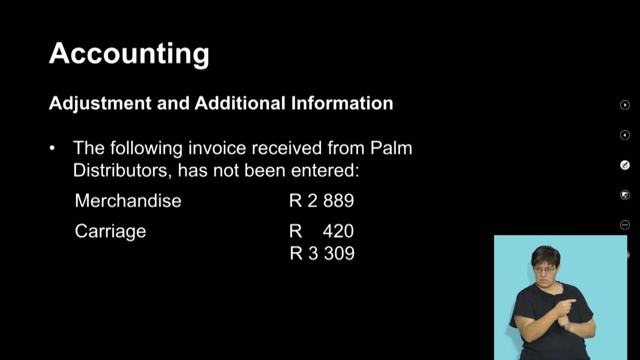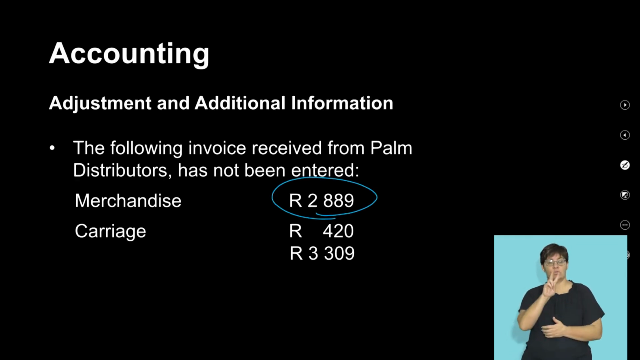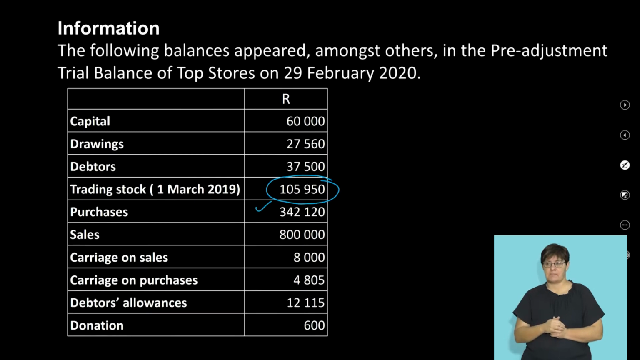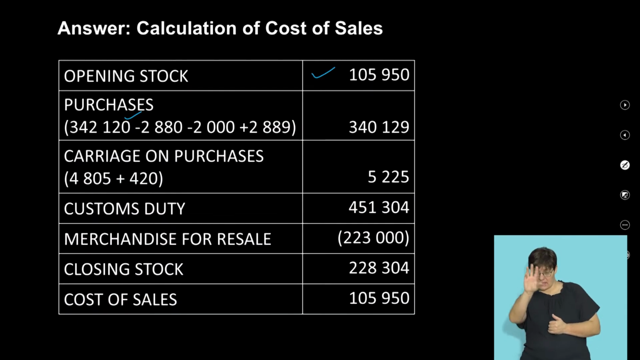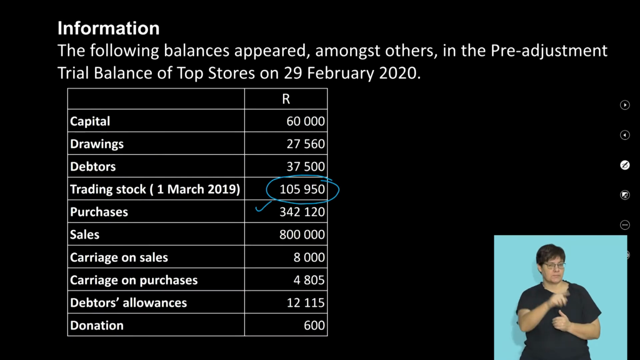Firstly, the following invoice received from Palm Distributors has not been entered. We bought goods to the value of 2,889. Clearly, it means that we have to now bring in the 2,889 into my purchases figure. There we go. Can you see? You're doing your calculations in your purchases calculation to determine the net purchases. Right. What else do we know?